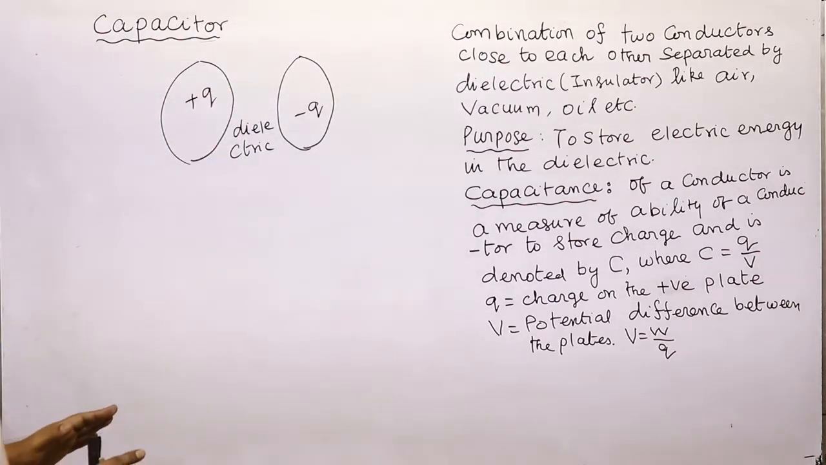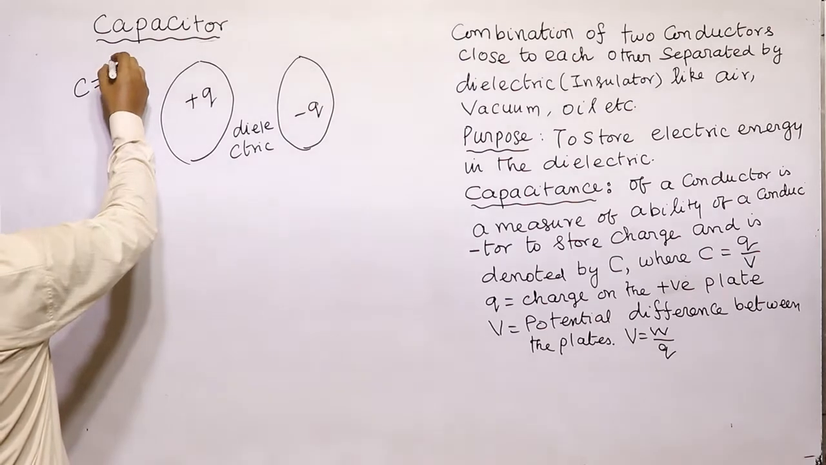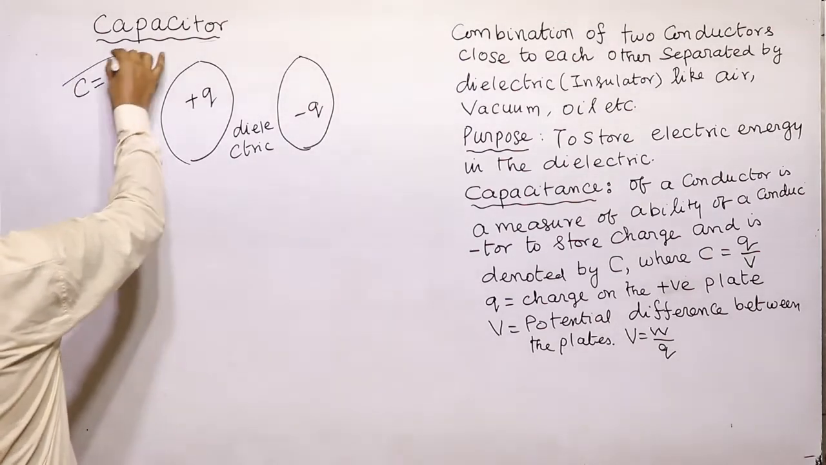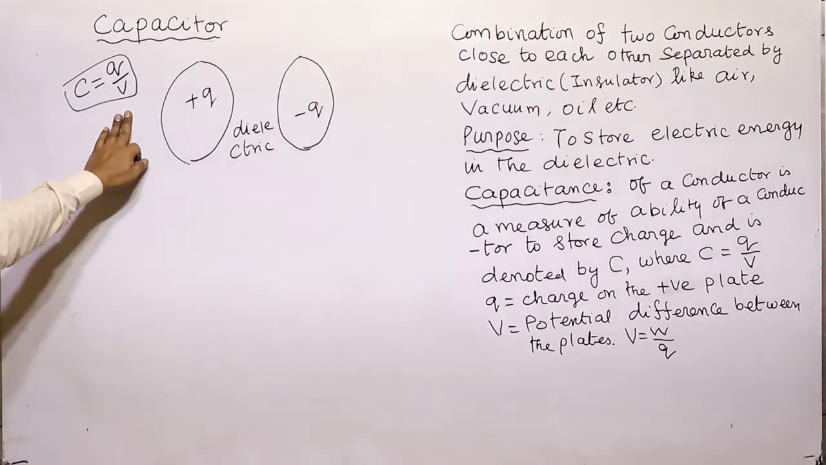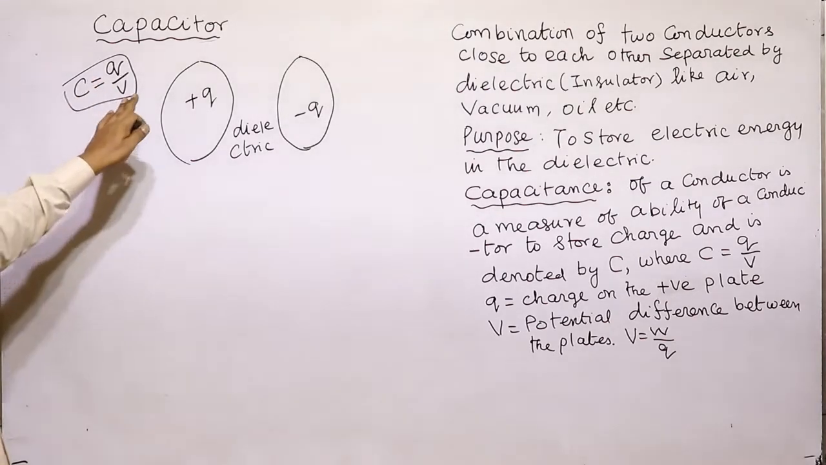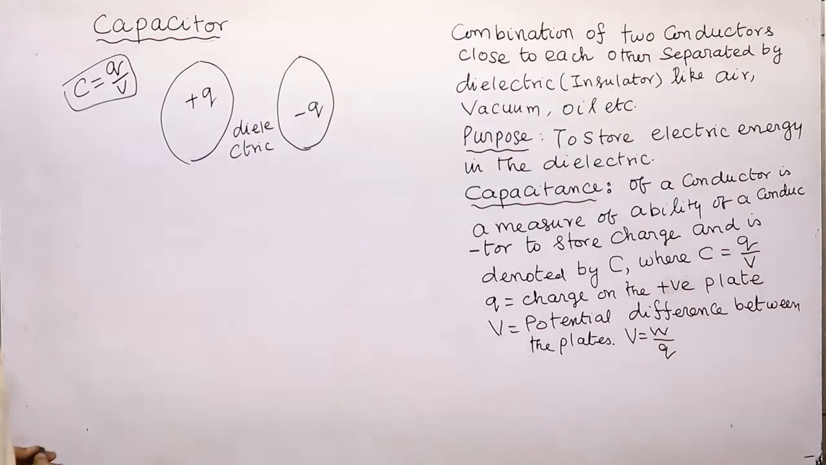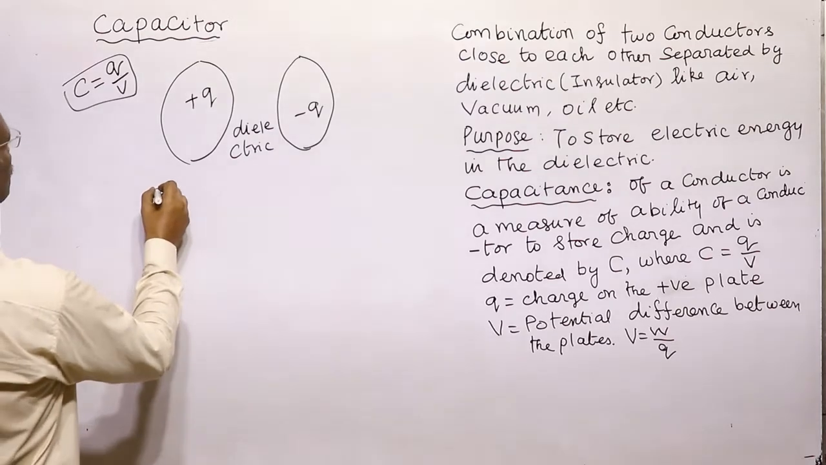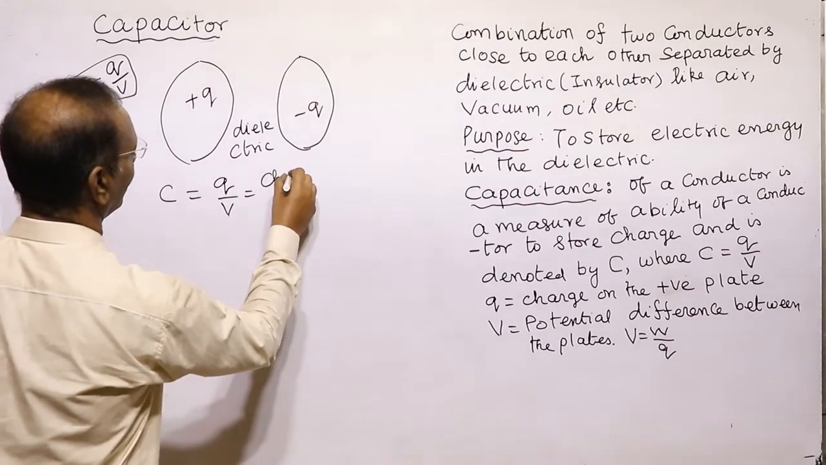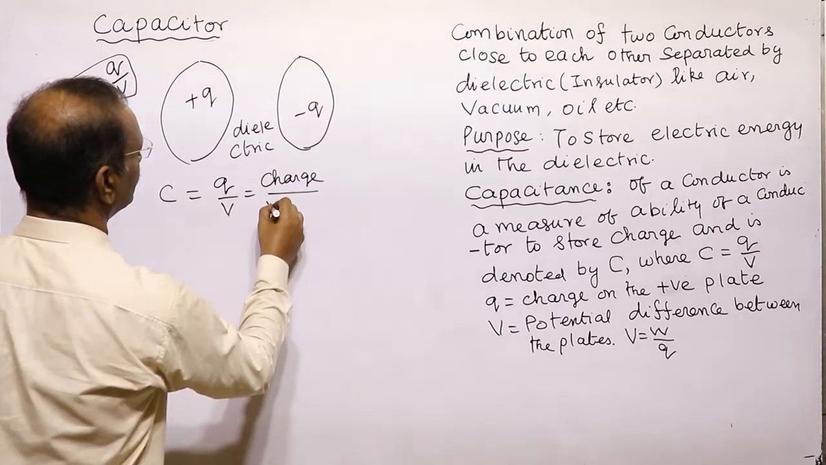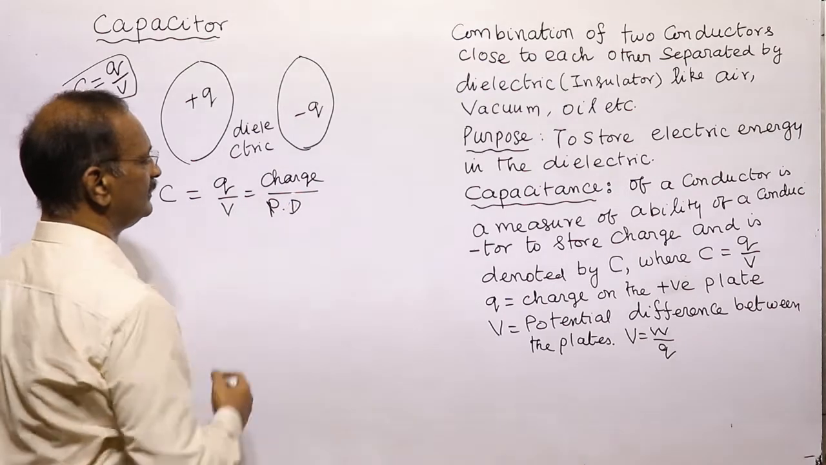So how can we define capacitance? Capacitance is equal to charge divided by the potential difference between these two plates. This portion we will prove later. Capacitance of a conductor is a measure of the ability of a conductor to store charge in the dielectric. So C is equal to Q by V, charge by potential difference between the two plates.